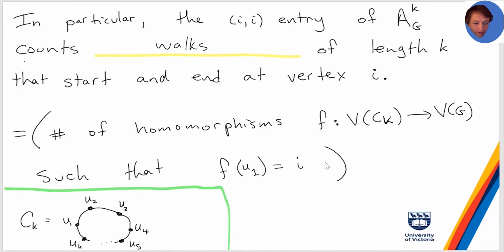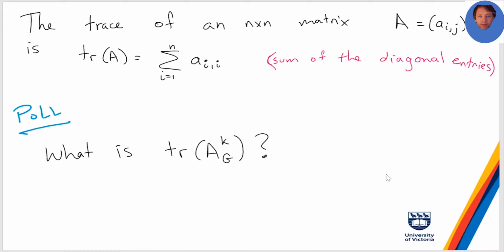So closed walks that start and end at vertex I are the same thing as homomorphisms from a cycle where the first vertex is I. So this adjacency matrix gives us a way to count homomorphisms of cycles. I mentioned this definition before: the trace of an n by n matrix is the sum of the diagonal entries. So let's talk about the trace. I'll make a poll. What is the trace of the kth power of the adjacency matrix of G?